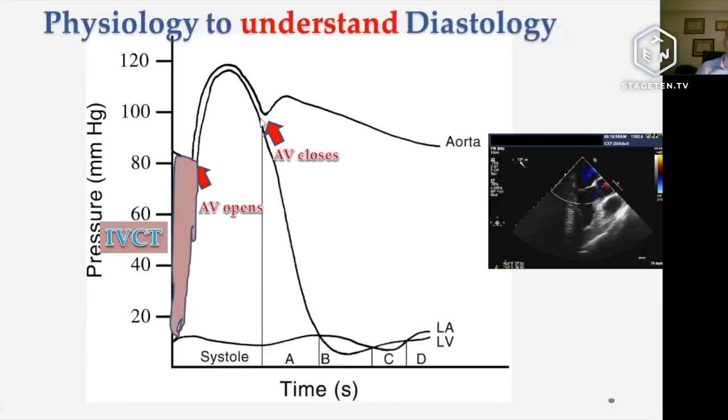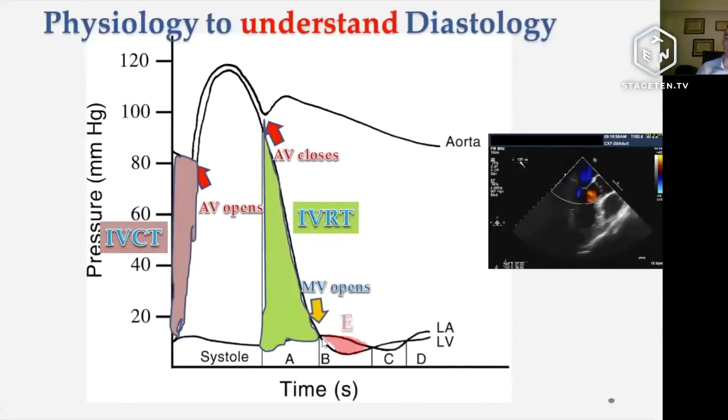With relaxation, you can see this line, relaxation of the ventricle, and the steeper this relaxation is, the better the diastolic function is, and the chamber is less stiff. During this phase, which we know as the isovolumetric relaxation time, the heart relaxes. And finally, when the pressure in the left ventricle drops below the left atrium, we have opening of the mitral valve and the early filling starts.